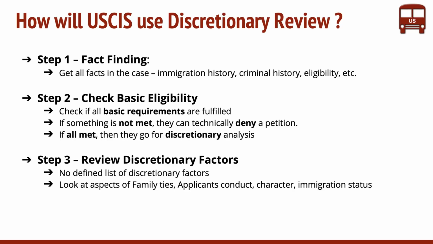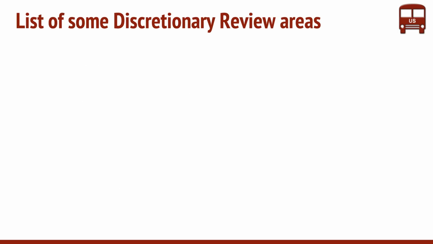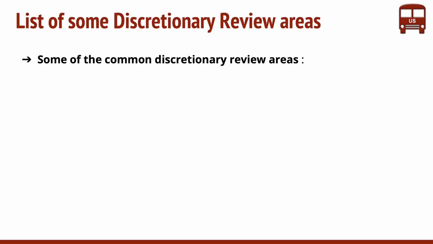So depending on the kind of application that you're doing with USCIS, they will look at, okay, does this person have good conduct, character, immigration status, what are the ties to the US, does he have any criminal activity? So it's very, very generic, right? So they look at it from a holistic level. But nevertheless, USCIS has given a set of things that you would typically look at, right?